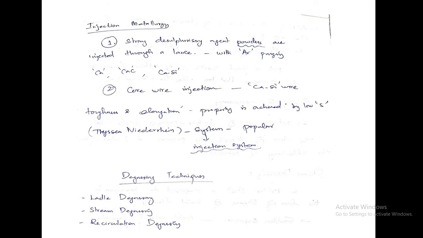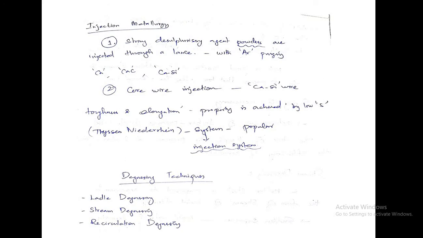The Thyssen-Niederrhein system is a popular known injection system for the removal of sulfur, which has been considered the best process in injection metallurgy, right? So later we remove the inclusions and sulfur impurities. And one more thing is degassing techniques, right? So removal of gases is nothing but degassing.